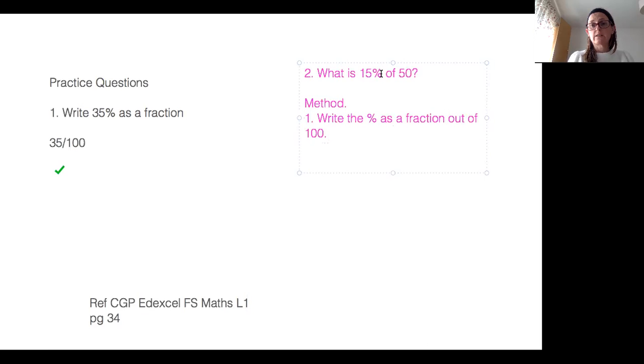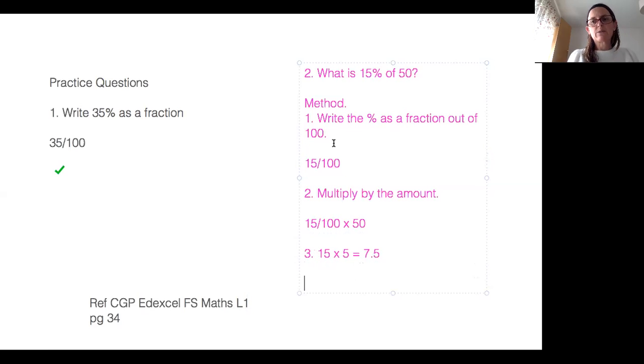So we would take this number, the 15%, because that's the percentage. So it will be 15 over 100. And the second thing we want to do is multiply it by the amount. And that would mean 15 over 100 times by 50. And then we would simply multiply it out, which would be 15 times by 5, which would equal 7. Sorry, I was looking for my numbers, 7.5.